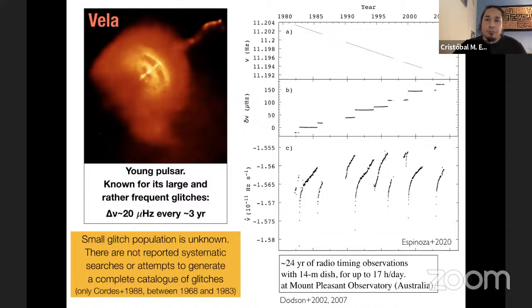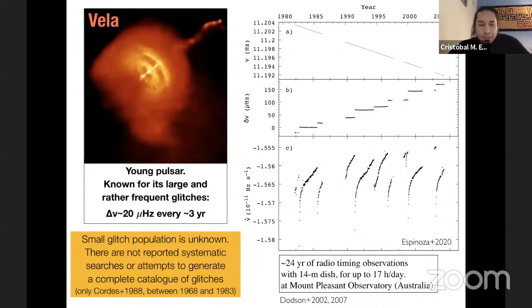In the plot on the right-hand side, I'm just showing the evolution of the frequency between something like 1981 and 2007, I think. This is the data that we analyzed. This data was taken by the Mount Pleasant Observatory in Australia for all these years, except in the gaps that you see there, in which they were changing instrumentation.